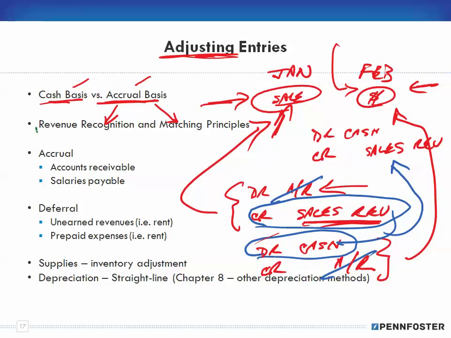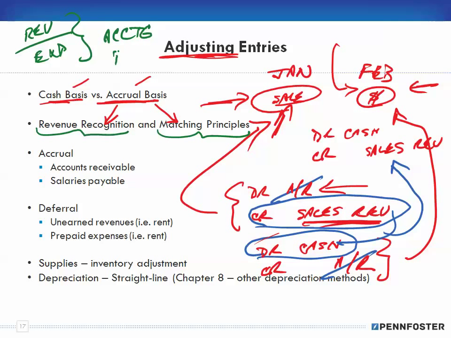To go along with that, that's revenue recognition, but we have what's called the matching principle. And the matching principle says we have to match up our revenues with our expenses in the same accounting period. Okay, so in using the accrual basis, we're recognizing the sale, the revenue, in January, which also means we have to match up our expenses in the month of January. Okay, so let me erase a lot of this.